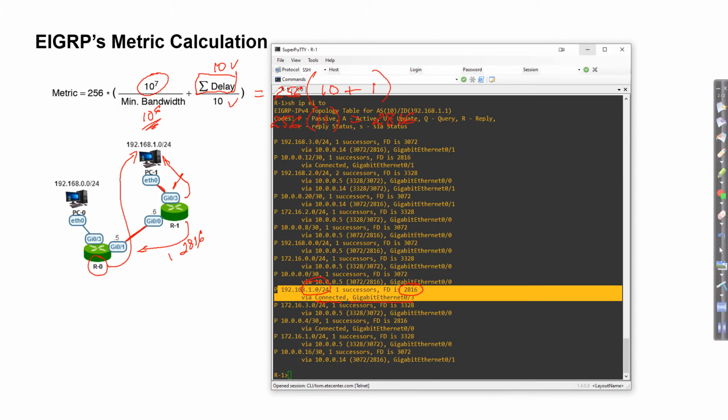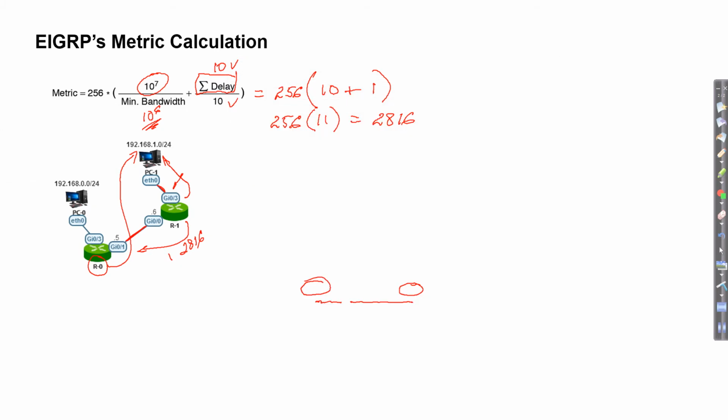So let's write this and calculate the cost from router 0 to router 1 for that network. Again, router 1 is advertised a cost of 2816. Since both interfaces are in gigabit, this is no longer in play. And the delay is the same as gigabit 0/3 on router 1, so that is a value of 1. So 256 multiplied by 1 is equal to 256.